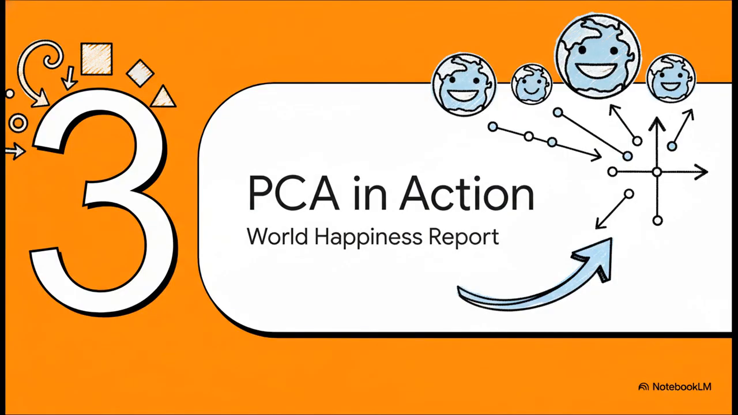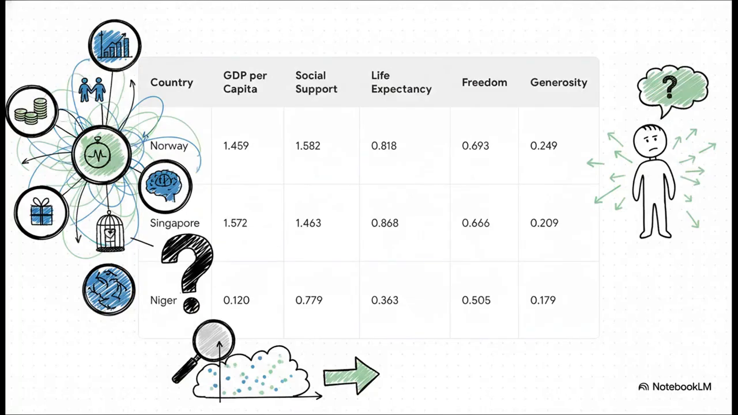Okay, theory is great, but let's make this real. We're going to see PCA in action with a fantastic example, the UN World Happiness Report. This dataset is basically a perfect candidate for what we're trying to do. So here's the puzzle. For every country, you've got all these different features: GDP, social support, life expectancy, the list goes on.